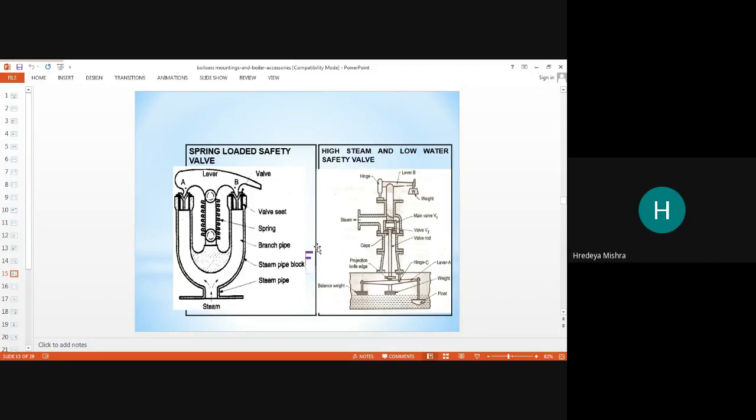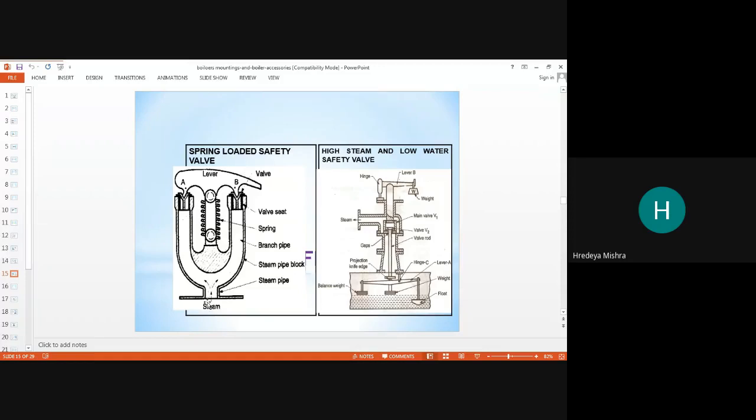Now you can see the spring loaded safety valve. It is used for high steam and low water safety. See, this is the float here, and this is the valve bait. So this is used for water leveling, and this is used for steam control. Now see, this is the spring loaded valve.